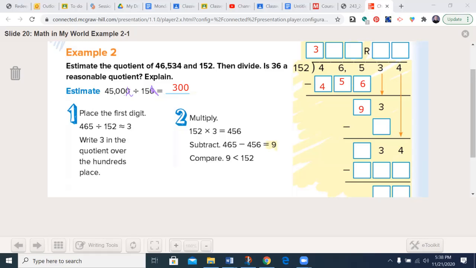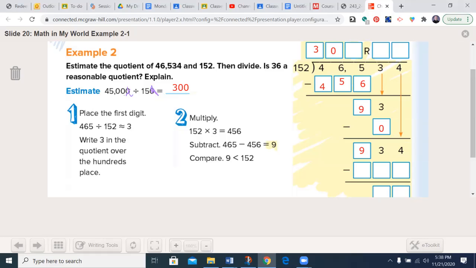Then over your, so 152 doesn't go into 93. So over top of your 3, you put a 0 because it doesn't go in. 152 times 0 is 0. And you subtract, and 93 minus nothing is still 93. 93 is less than 152 still. Bring down the 4, you have a 934. So the next digit is what's going to go over top of your 4 on your page, not on mine.